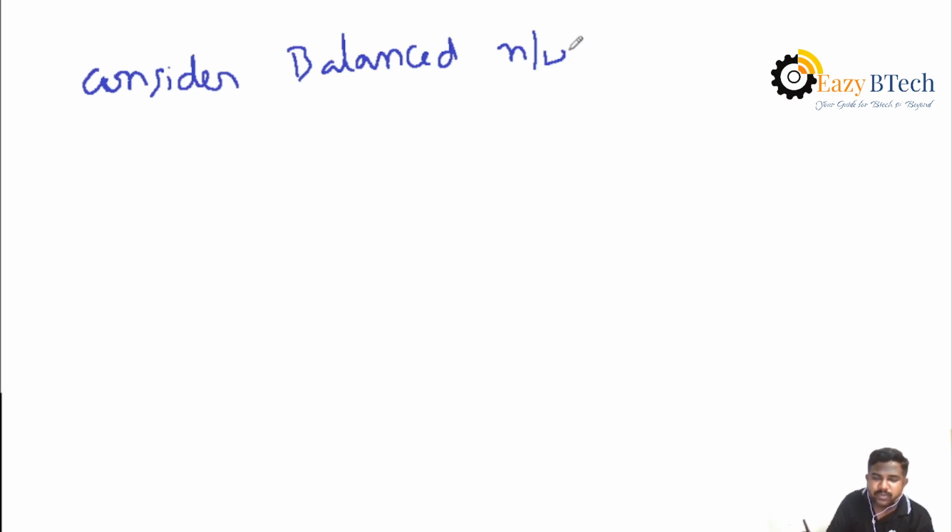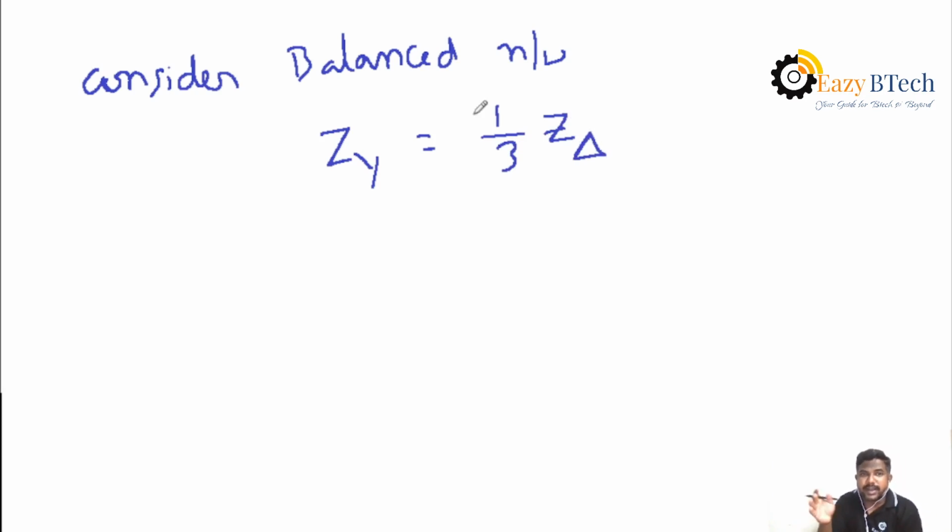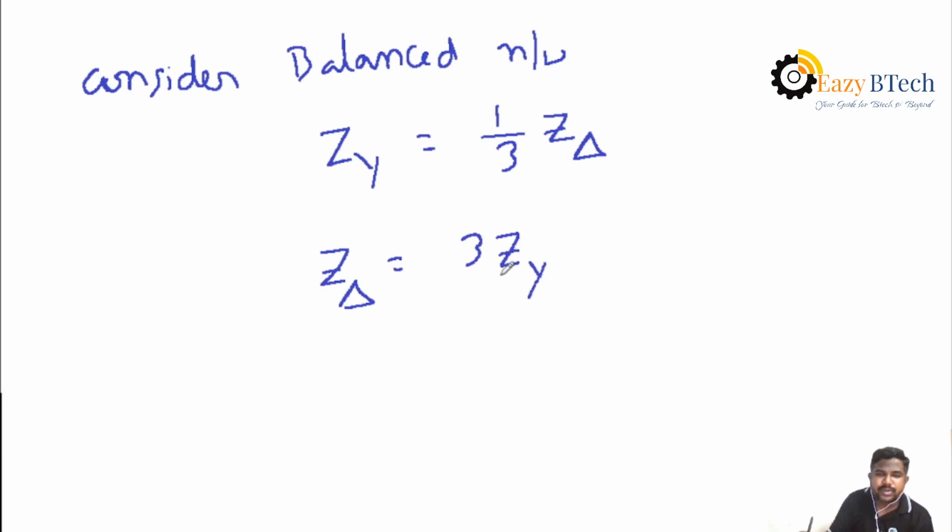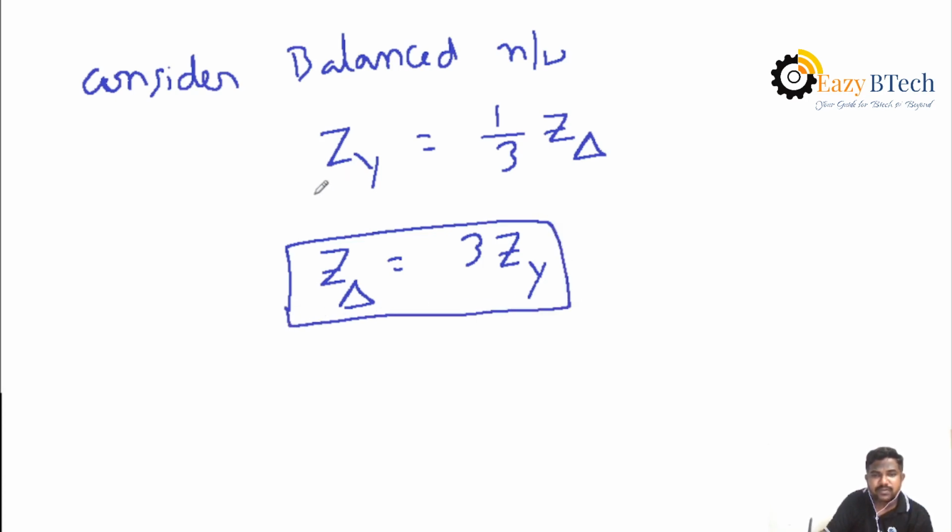Suppose in some problem we require to convert a delta network into a star network, then the formula to convert from one form to another is that the equivalent impedance of the star network is equal to 1 by 3 times the equivalent impedance value of delta. That means in delta, each value you can divide by 3, then you will get the equivalent star value. And also, suppose we require the delta impedance value, then you have to multiply 3 times the star impedance value. So these are the conversions from star to delta in case of balanced system only.